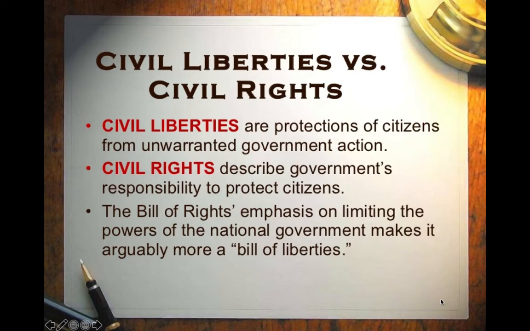The Bill of Rights emphasizes limiting the powers of the national government, which makes it arguably more of a Bill of Liberties versus a Bill of Rights. So the Founding Fathers were more focused on civil liberties versus civil rights. That's why conservatives focus more on civil liberties versus liberals and progressives that focus more on civil rights. And you'll see that with different legislation. When it comes to the First Amendment, individuals that are more progressive focus more on the civil rights of the First Amendment, whereas conservatives will focus more on the civil liberties there.